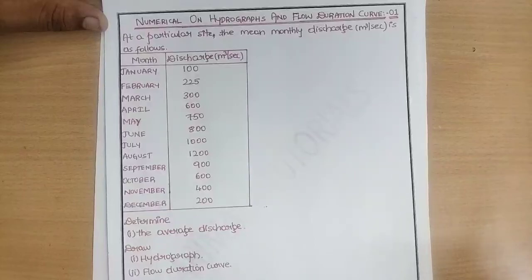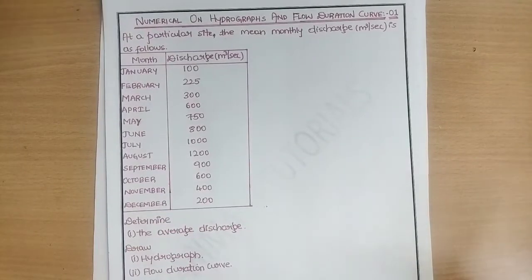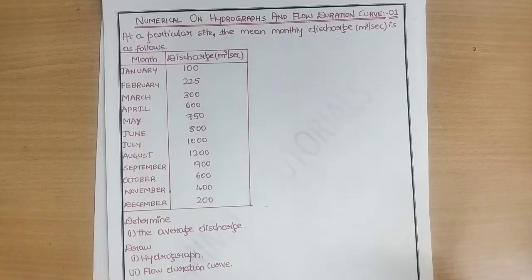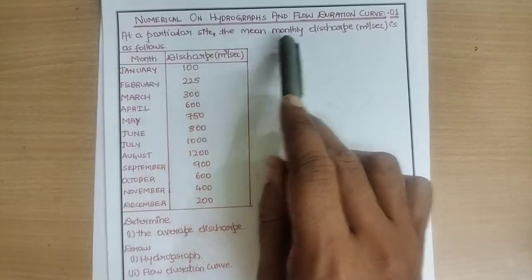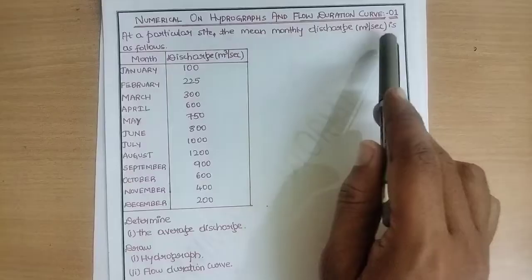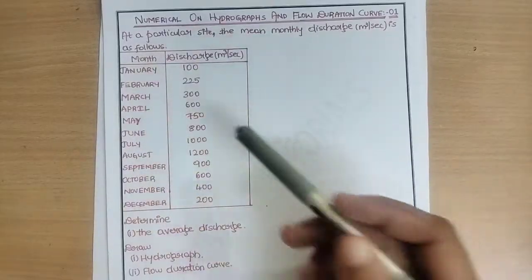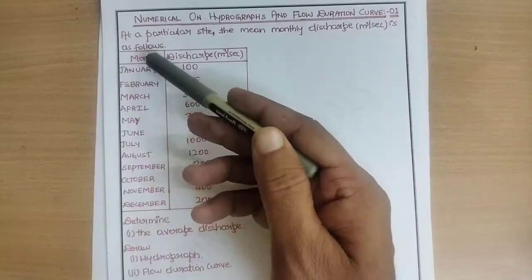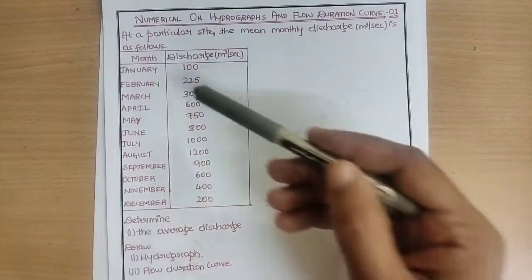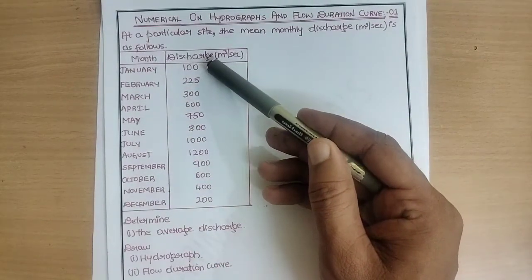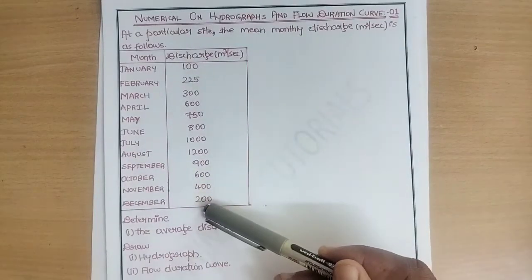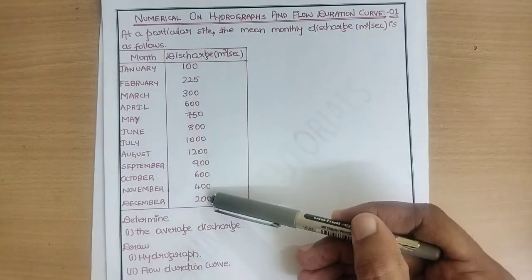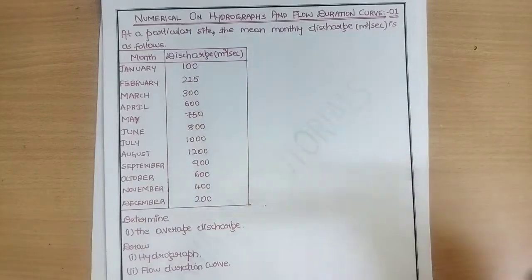Hello guys, in this video let us see how to solve a numerical based on hydrographs and flow duration curve. The question is like this: at a particular site the mean monthly discharge in meter cube per second is as follows. Two columns are given. The first column indicates the month and the second column is discharge in meter cube per second. It starts from 100 and ends at 200, but it is not in increasing or decreasing order. It is of some random values.